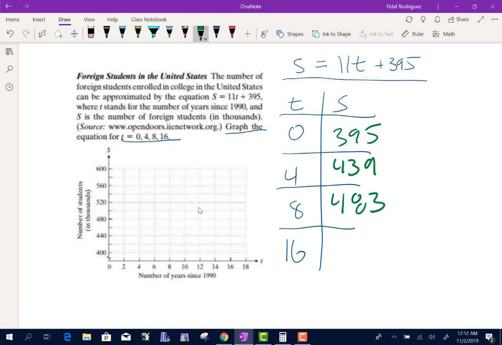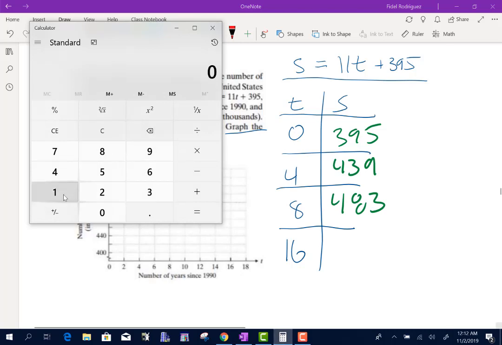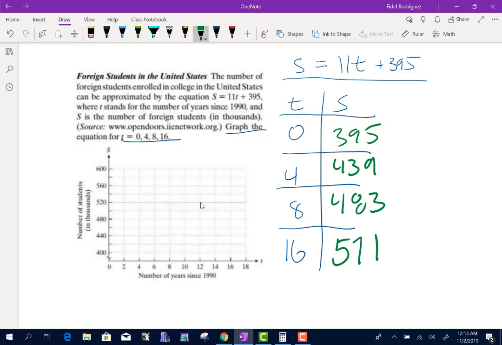Okay. And let's do this one last time. We're going to clear it out. What's 11 times 16, right? 16 is 176. Plus 395, 571. Okay. Now, let's see if we can plot those points.